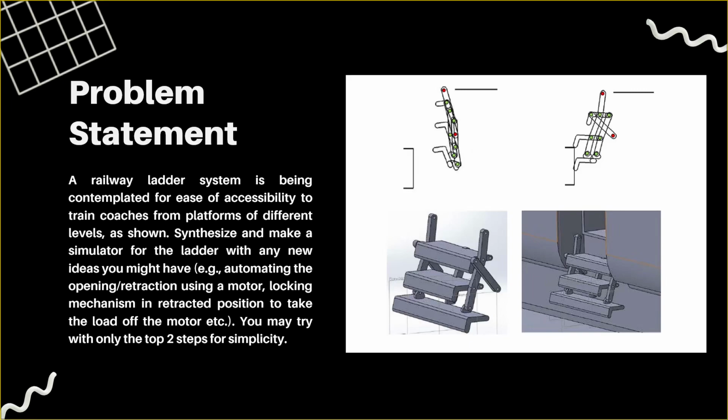Let's go to the problem statement. The problem statement which we have selected is the design of a railway ladder system. The exact problem statement is: a railway ladder system is being contemplated for ease of accessibility to train coaches from platforms of different levels. We have to synthesize and make a simulator for the ladder with any new ideas you might have, like automating the opening or retraction using a motor, locking mechanism in a retracted position to take the load off the motor, etc.